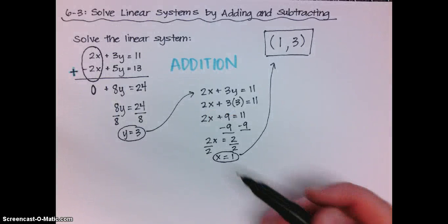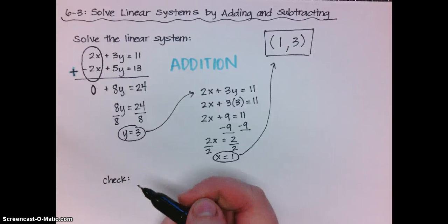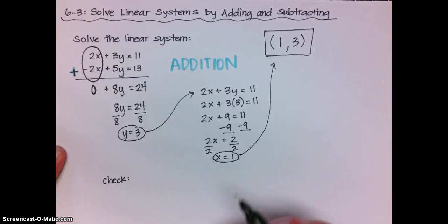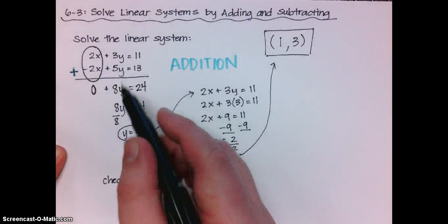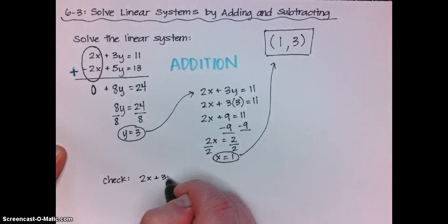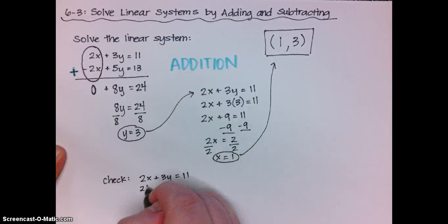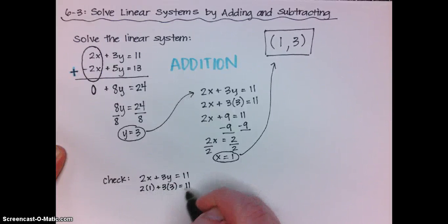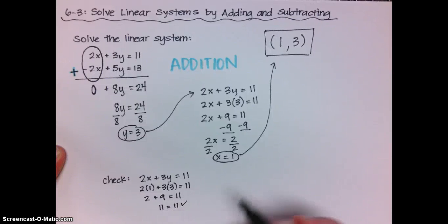So just like we did before, let's check to make sure that our solution is a solution for this linear system. We do that by plugging in the coordinate 1, 3 into both of the equations that we started out with. So I have 2x plus 3y is equal to 11. For the x, I'm going to plug in 1, and for the y, I'm going to plug in 3. 2 times 1 is 2, 3 times 3 is 9, and 2 plus 9 is 11. So the first one worked.